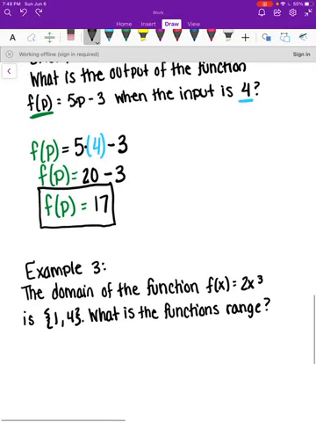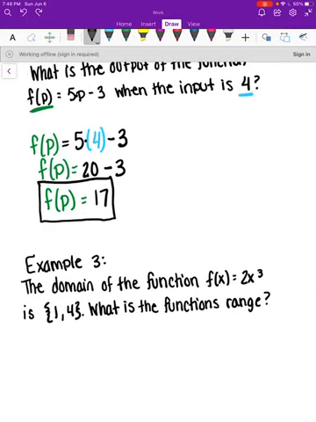Okay, example 3 says the domain of the function f of x equals 2x cubed is 1 to 4. So domain is where it's going side to side. So domain on a graph means this way. We want to find the function's range. And range means how far up or down it goes on a graph. So how we're going to do this is we're going to just input both of these numbers into our equation. And that's going to give us our range.